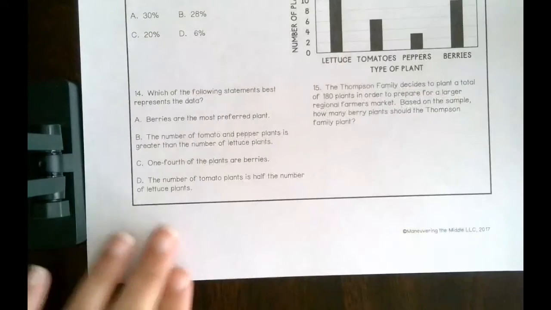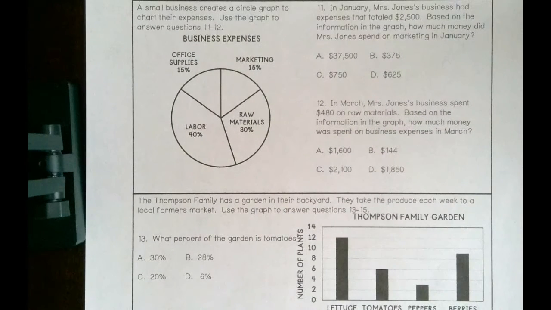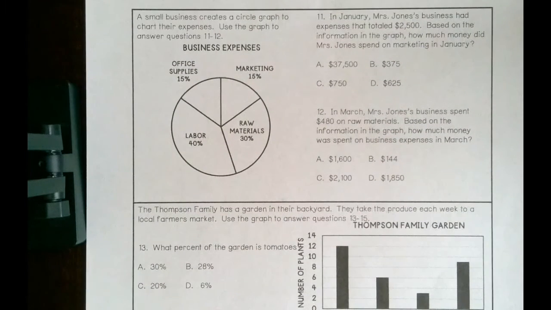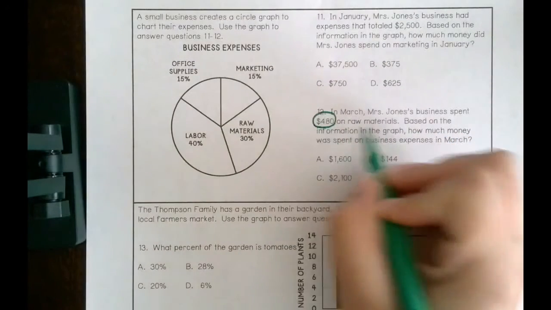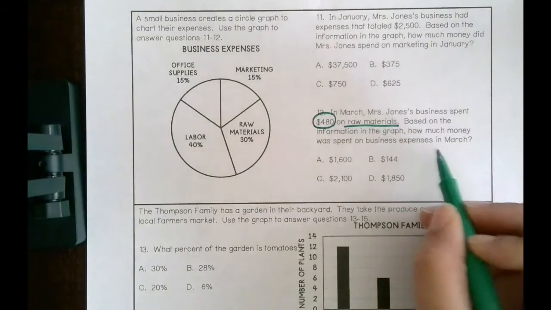And then I'm going to do one more for you guys. I'm going to do number 12. It goes with this circle graph here. It says a small business creates a circle graph to chart their expenses. Use the graph to answer questions 11 and 12. So in March, Mrs. Jones' business spent $480 on raw materials. Based on this information, how much money was spent on business expenses in March?